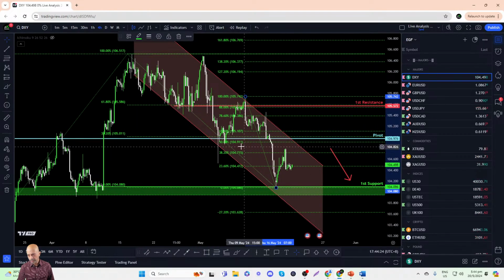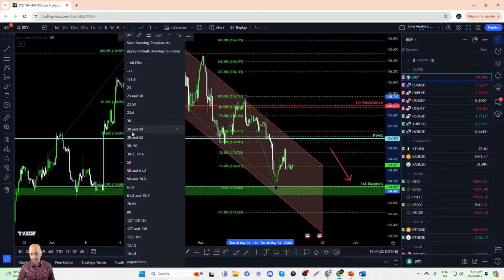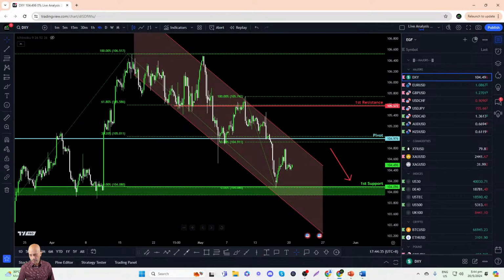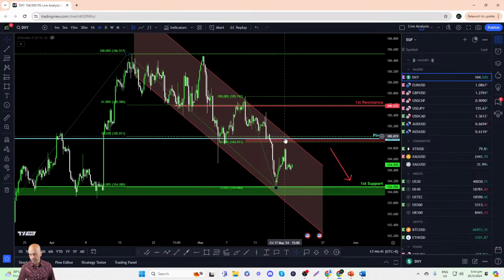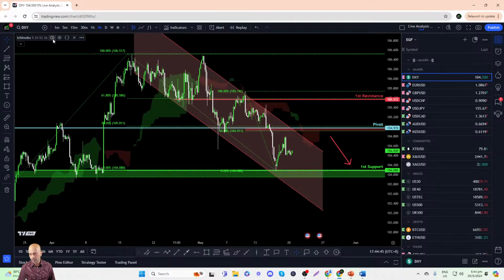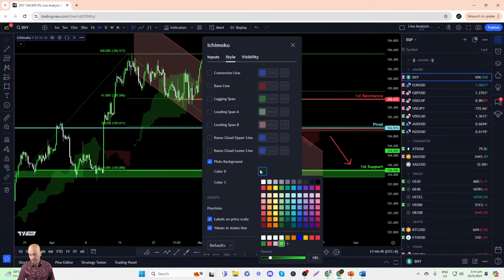Okay, we can see that there's a 50% Fibonacci retracement that sits quite close to the pivot, so let's just keep 50%. Right, really this adds further significance to the resistance of this area here. Let's see, there's an Ichimoku cloud as well. Oops, the cloud is not so clear. Let me try and make this a little bit better.